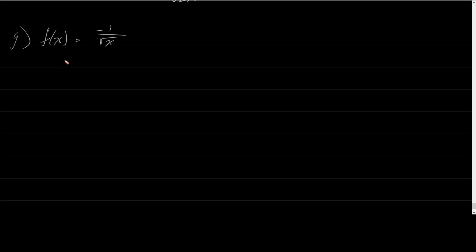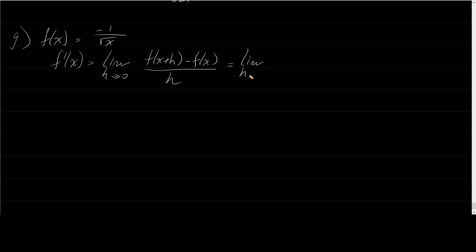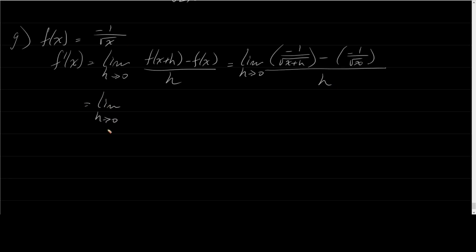Again, we start by writing our definition. F prime of x is equal to the limit as h goes to 0 of f of x plus h minus f of x, all of this over h. In this case, that means the limit as h goes to 0 of plug in x plus h. So I have negative 1 over the square root of x plus h minus f of x. And f of x was just negative 1 over radical x, and all of this over h. So that gives me now the limit as h goes to 0 of, I'm going to rewrite this because I don't like fractions over fractions.